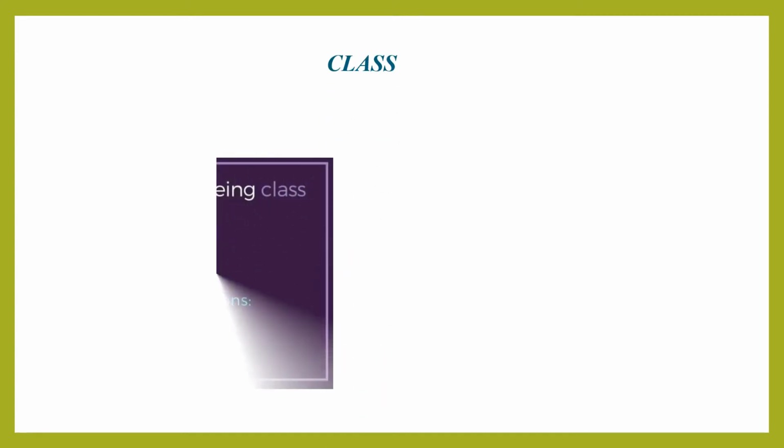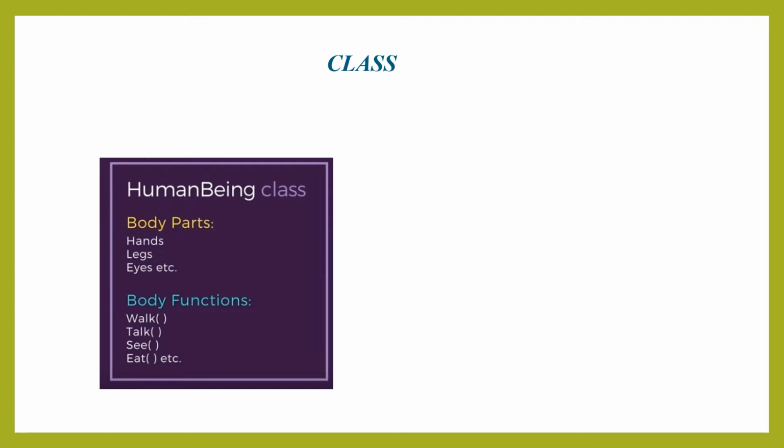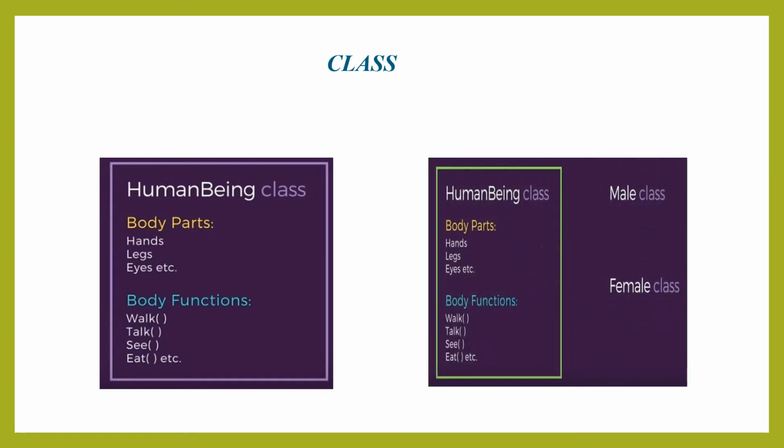For example, here I have considered human being as a class, where I have body parts as instances, hands, legs, eyes, etc., and there are certain functions like walk, talk, see, eat, etc. This could be the main class. I can call another class, either a male class or a female class, so these could be the subclasses.